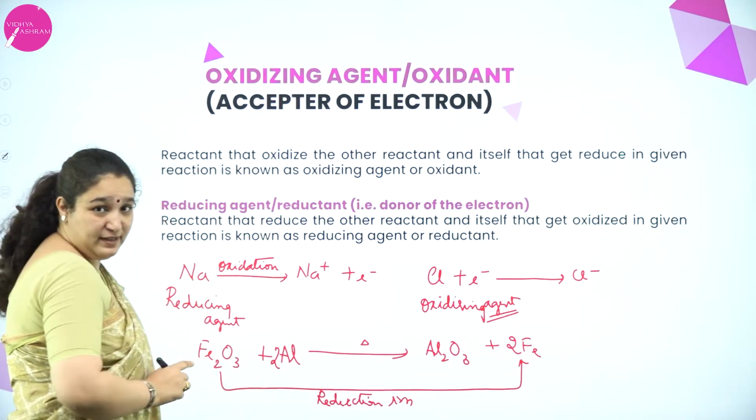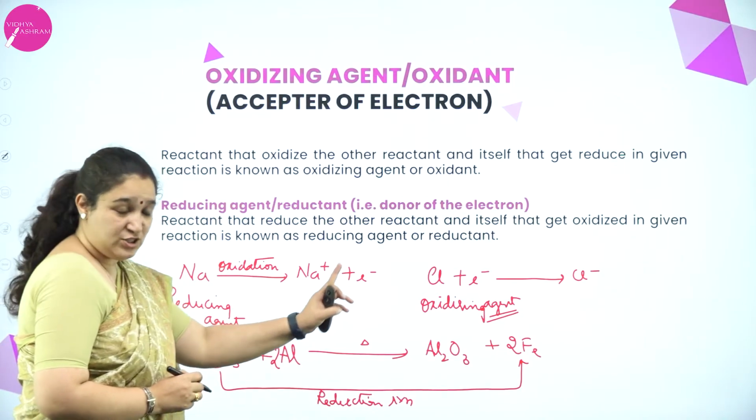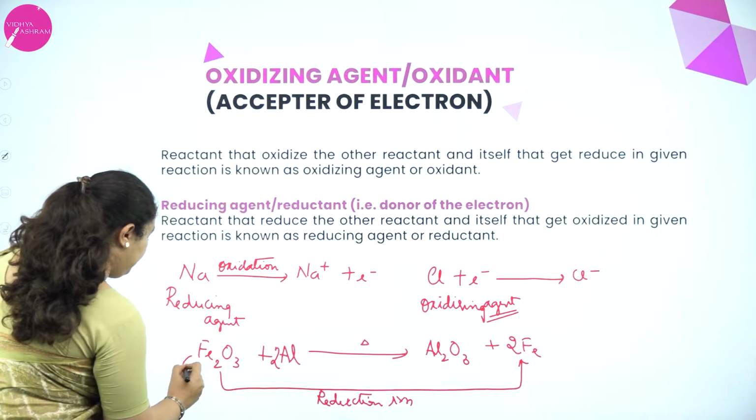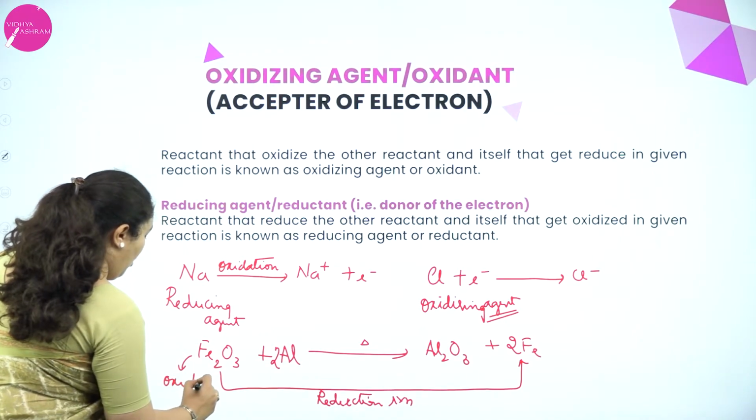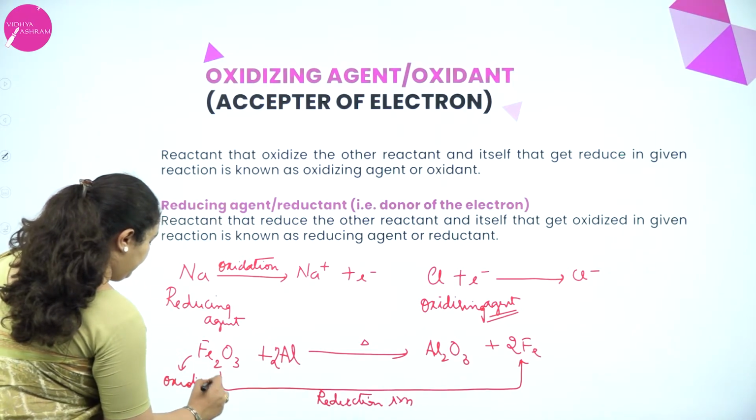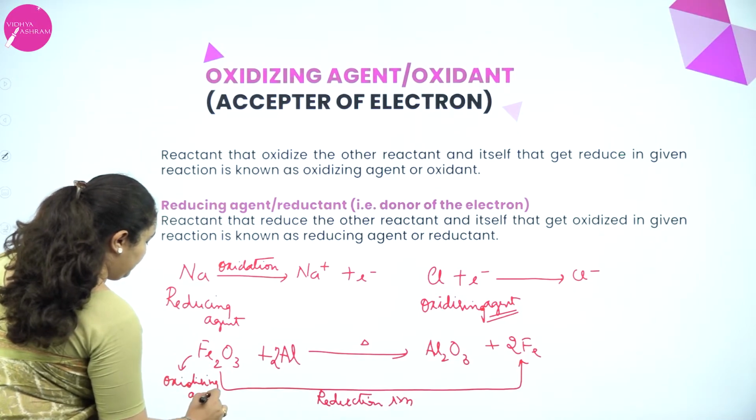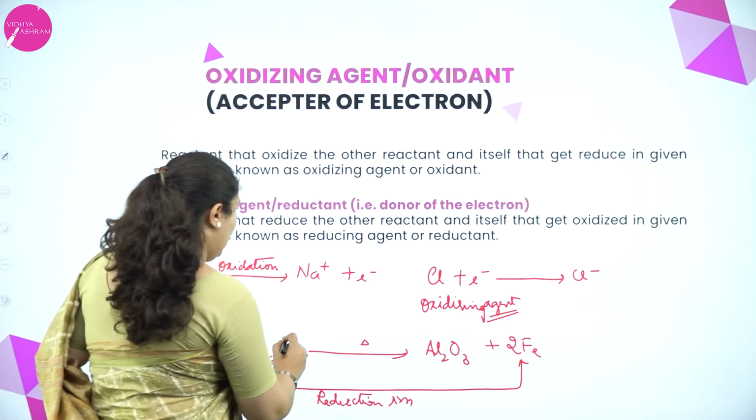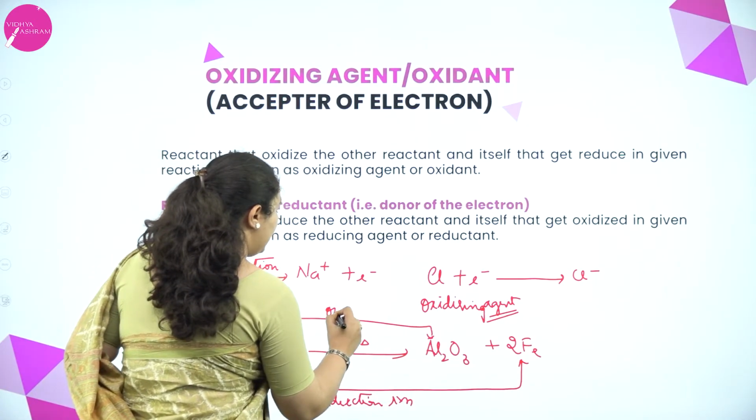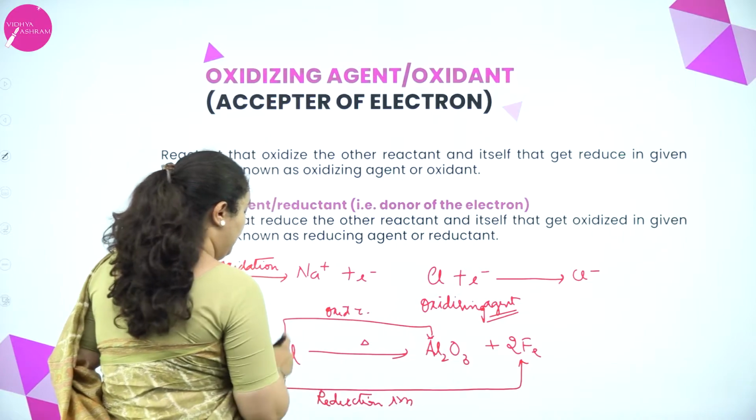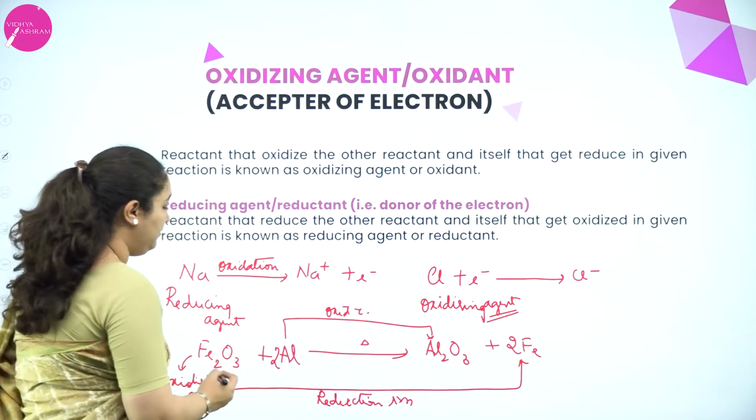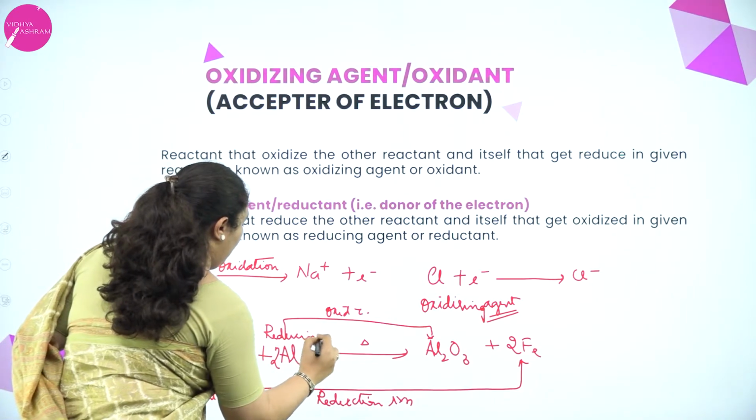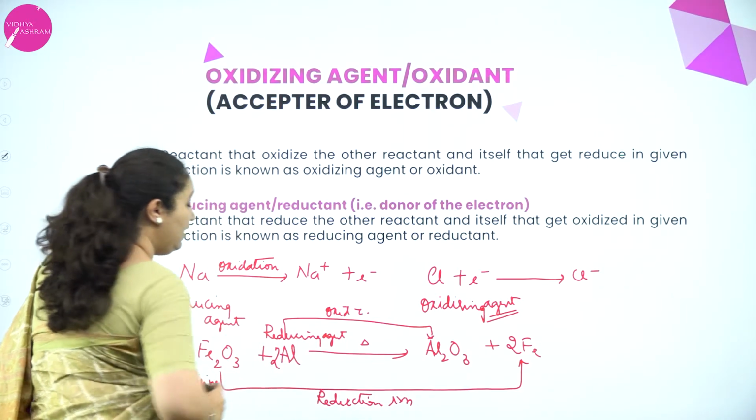And this is undergoing reduction. That means itself is what? It is an oxidizing agent. Aluminium is accepting oxygen. That means it is undergoing an oxidation reaction. But itself is a reducing agent.